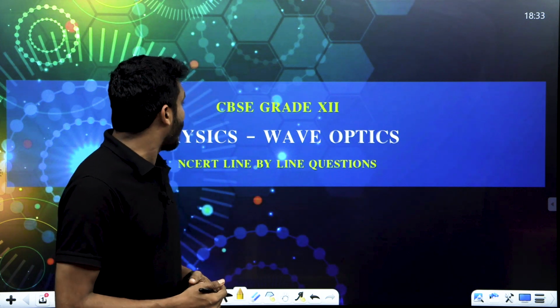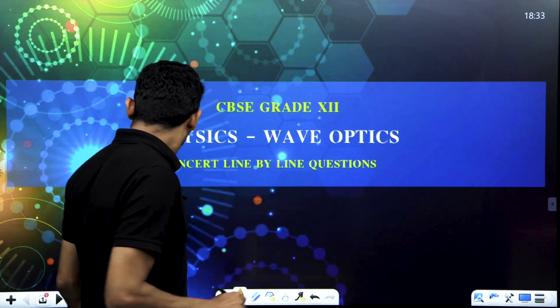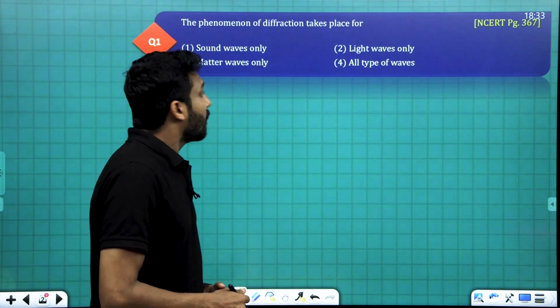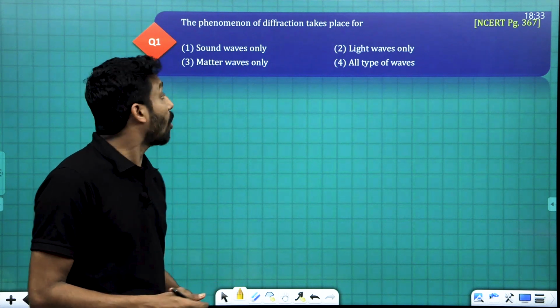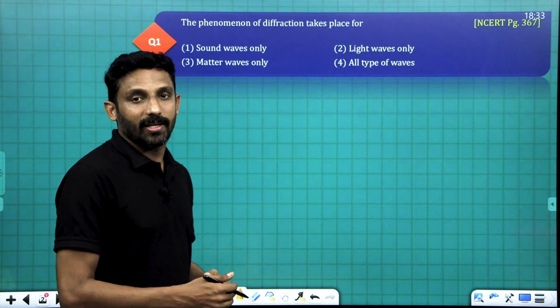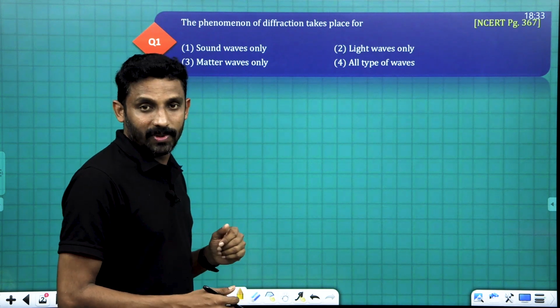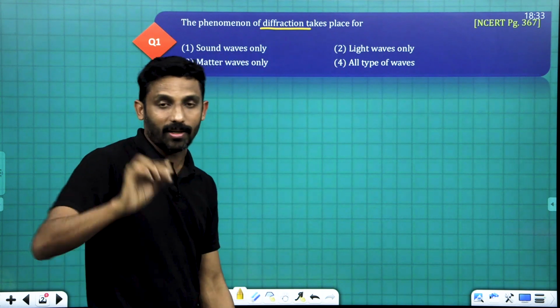Now we discuss the chapter wave optics. Okay, moving to the questions. First one, the phenomenon of diffraction takes place for sound waves only. Okay, sound waves experience diffraction. What is diffraction? It is the bending of light around the corners of obstacles.